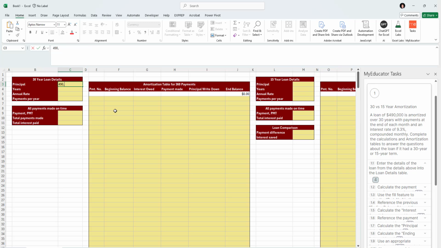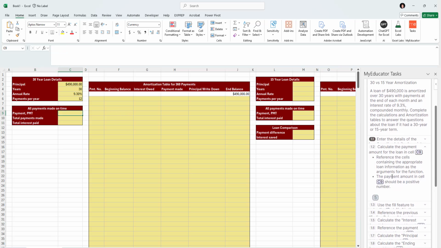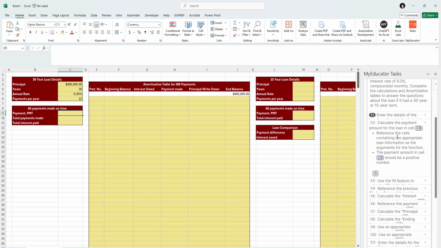Principal $490,000. We're entering all of these as positive numbers. 30 years, annual rate 9.3%, monthly payments. Calculate the payment amount. Reference the cells from the loan information, and your payment needs to turn out to be a positive number.